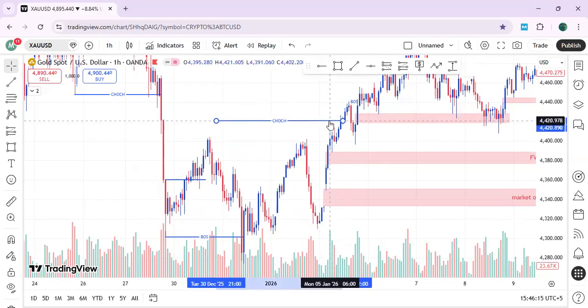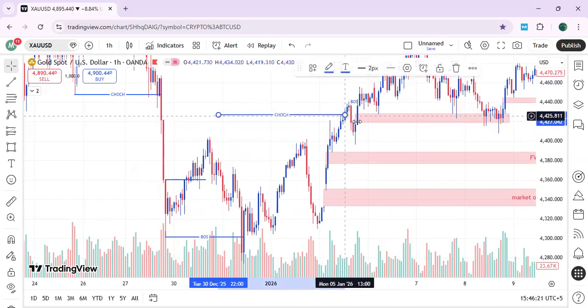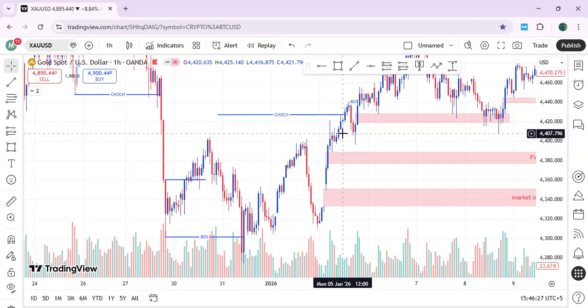And at that point, just see the market again sweeps the upper side liquidity. And after that, the market at that point did a complete candle closing above that one. So this one will be our change of character, okay? Understand?